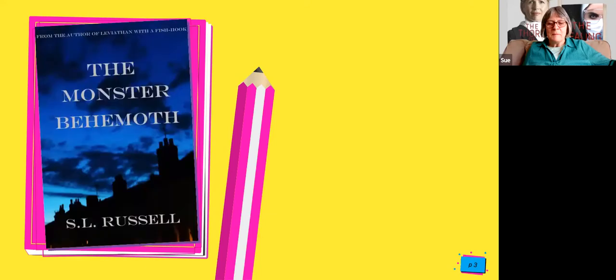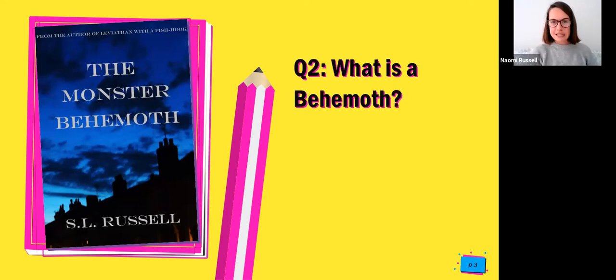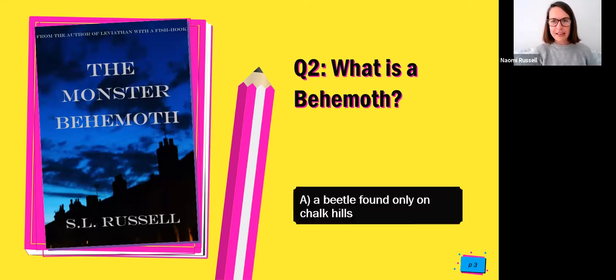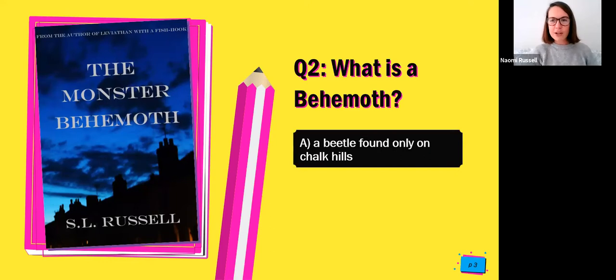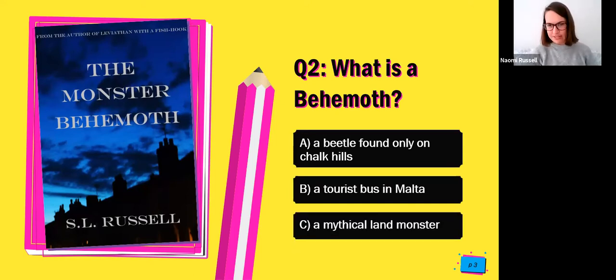So, question number 2. Sue's second book is a sequel to Leviathan with a Fishhook and continues to develop Eileen's story. The book has yet another unusual title, The Monster Behemoth. But what is a behemoth? Is it A, a beetle found only on chalk hills, B, a tourist bus in Malta, or C, a mythical land monster?